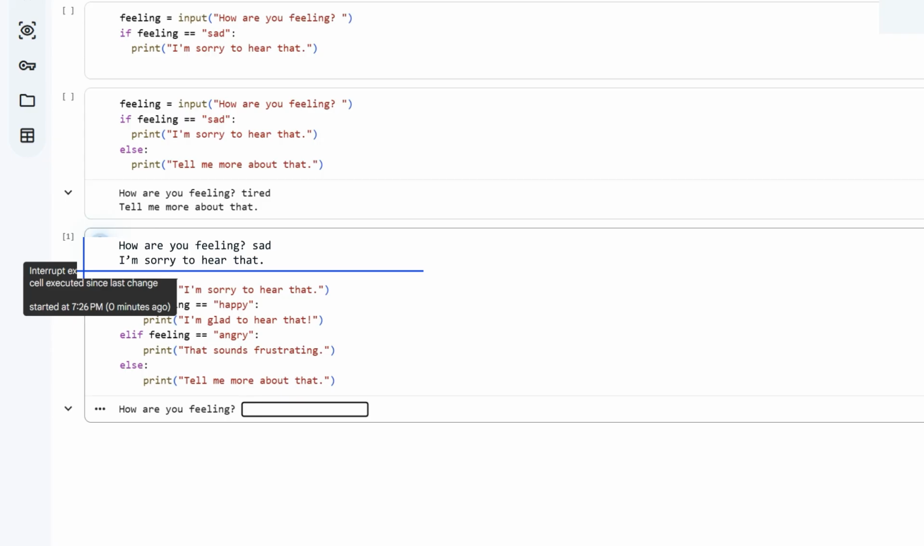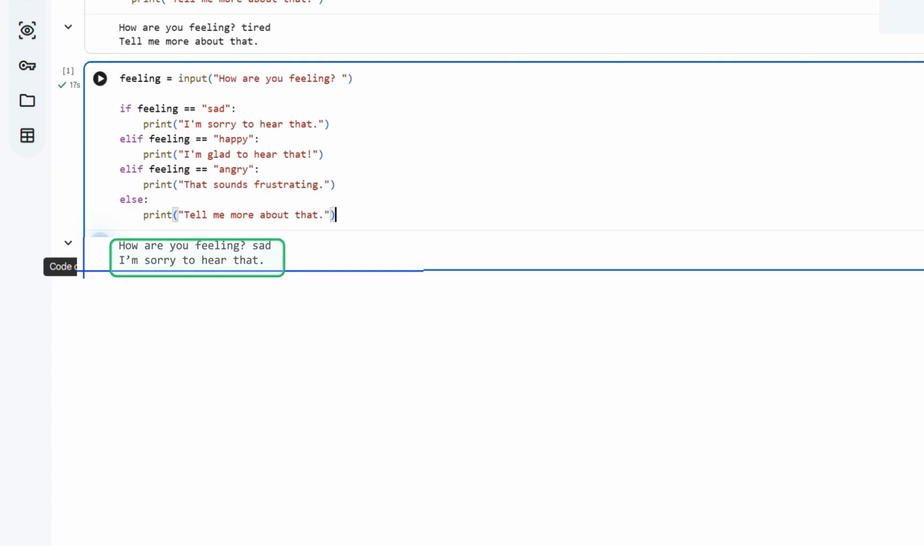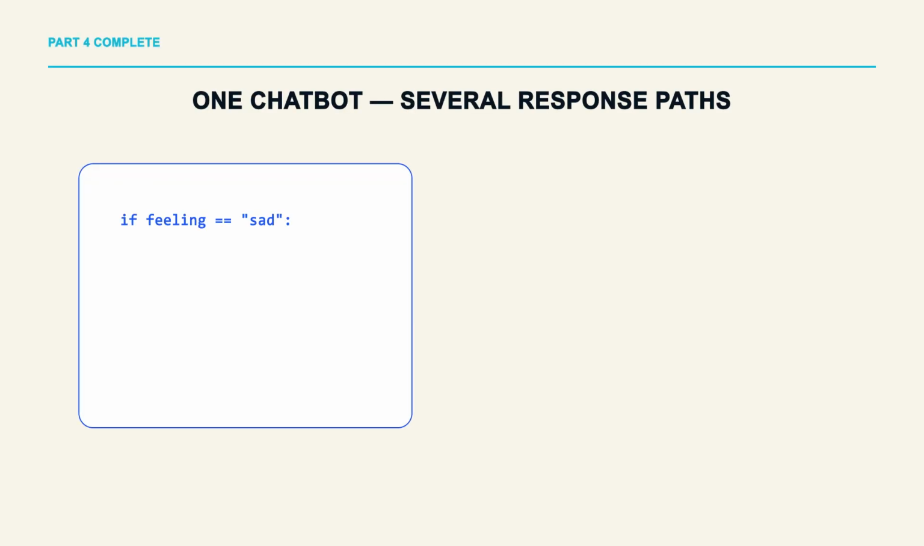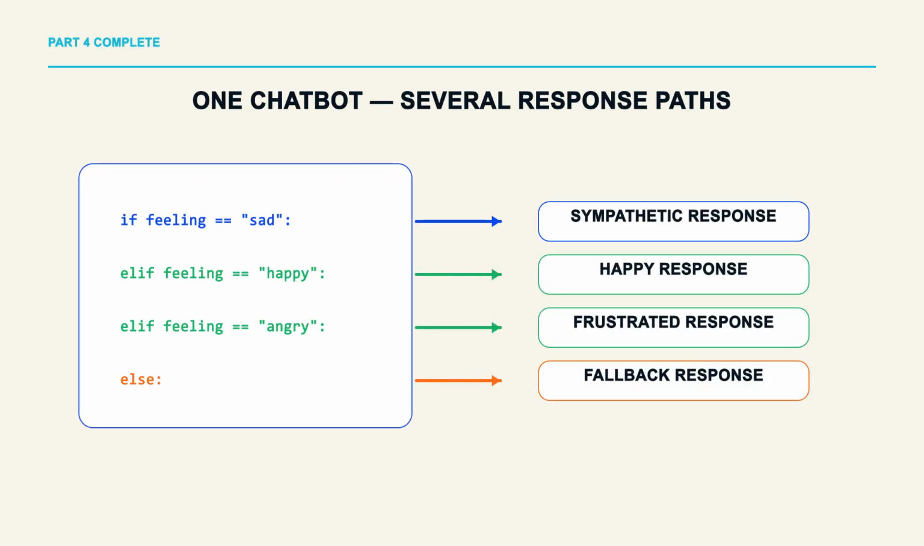Let's run the code. If we type sad, we get the first response. Happy gives us the second response. Angry gives us the third. And any other answer reaches the final else block. Our chatbot can now choose between several different responses. And with that, our chatbot can now recognize several different feelings and choose an appropriate response for each one.